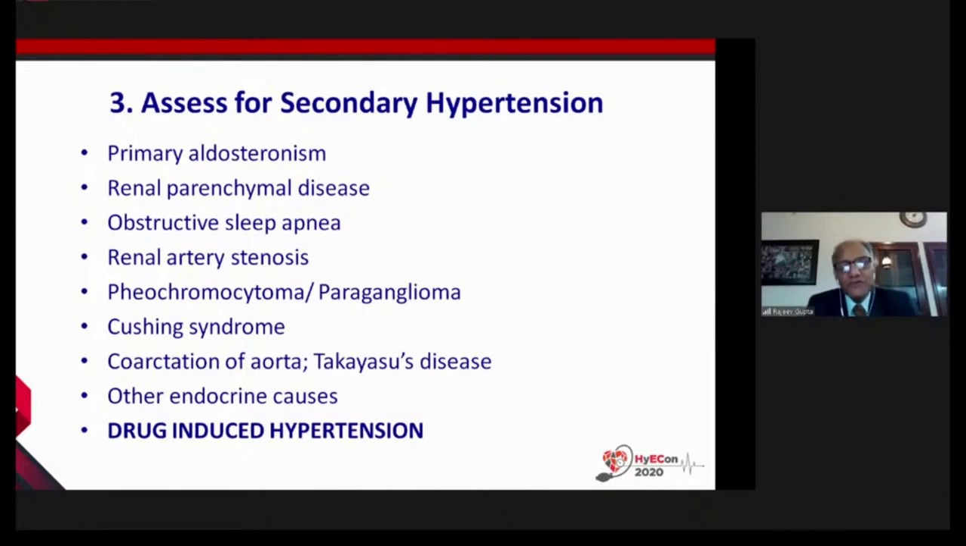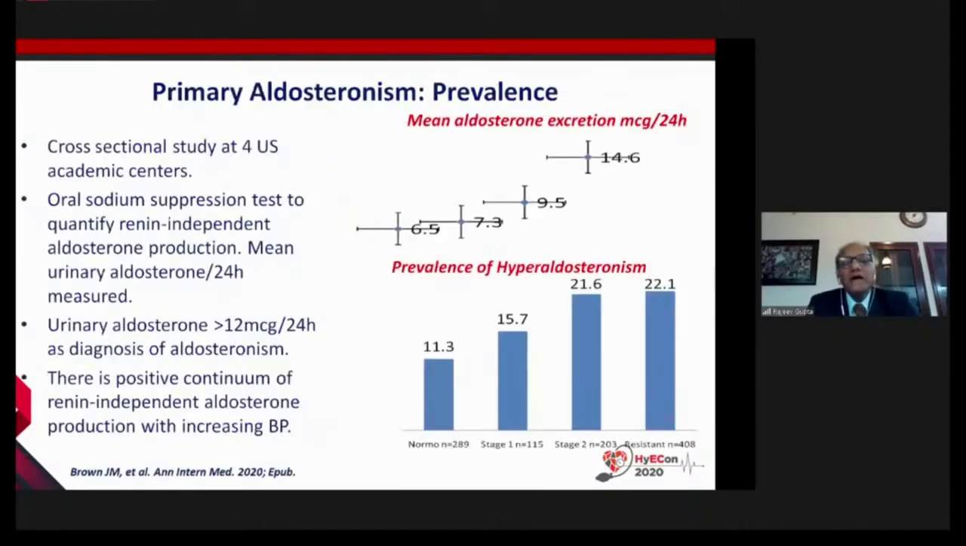And of course, the third cause is drug-induced hypertension. We need to be aware whether a person is taking drugs or not, especially steroids or lots of analgesics, NSAIDs, and all those things. They are very commonly used drugs, and we need to be very clear that the person is not on these types of drugs. Now, this is an example of primary aldosteronism.